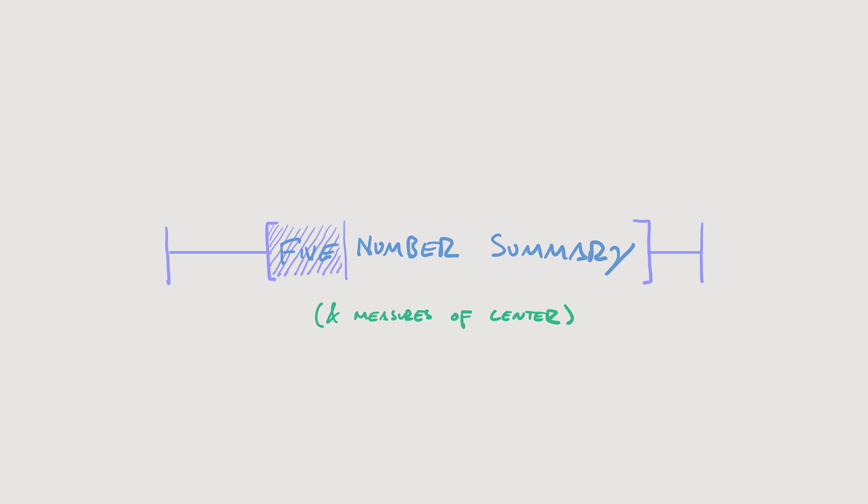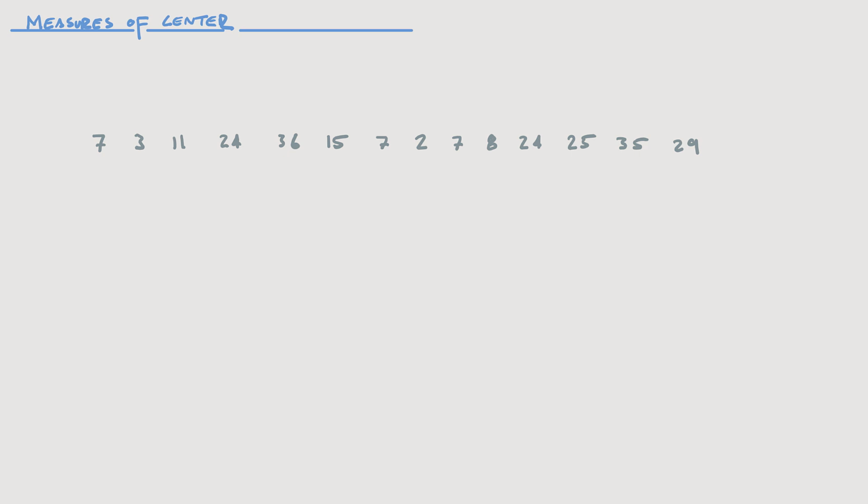Today we're going to be tackling the 5-number summary. We're going to start off talking about measures of center. So suppose you're given some data set. Looks like this, 7, 3, 11, so on and so forth. I'm not going to read all that. There's 14 data points here. That's the important part. And you might ask yourself, what is the center of this data?